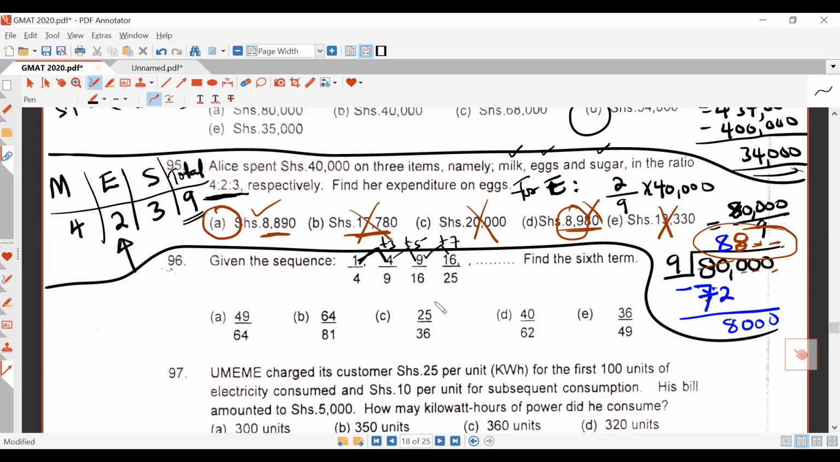3 + 5 + 7. The next number would be 9. Yes, it would be 9. Okay, let's first leave that alone. How about the denominators? Is there anything common?